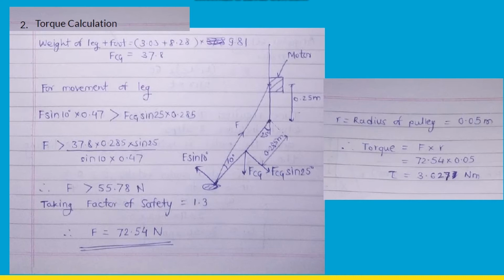So now we resolve these two forces along the leg and in the direction perpendicular to the leg. When we take the moment about the knee, the moment due to forces acting along the leg will be 0. So for the movement of the leg due to the motor, F sin 10 into 0.47 should be greater than F_CG sin 25 into 0.285. By taking this condition, we will calculate the force applied by the motor F, and then we will calculate the torque that should be applied by the motor, considering the radius of the pulley as 0.05 meter.